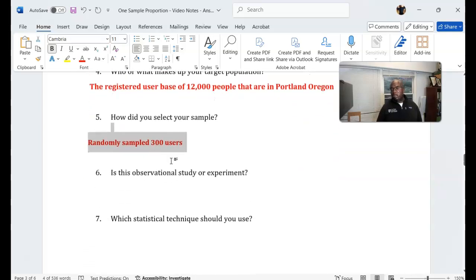And then from there, did we manipulate anyone? Did anyone receive some type of treatment? No. So that's what makes this an observational study.